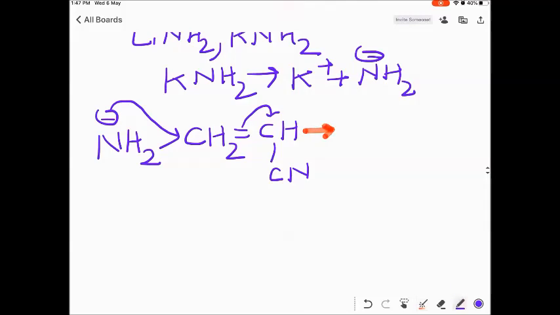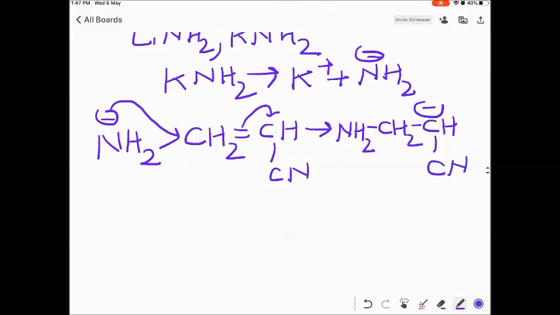So we get a structure NH2 CH2 CHCN. A nucleophile has been generated. This can be stabilized by resonance with the nitrile group and the negative charge shifts on nitrogen because this is a C triple bond N. So due to this conjugation, negative charge is delocalized. Now this nucleophile can attack n number of acrylonitrile groups, giving us a polymeric chain.